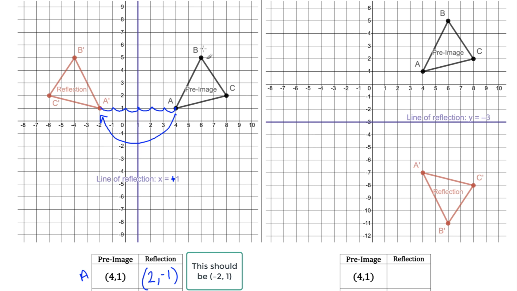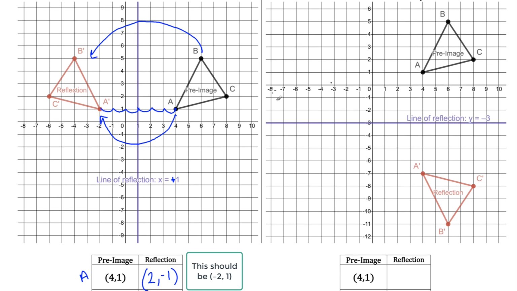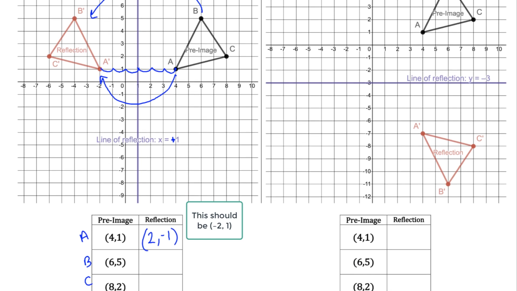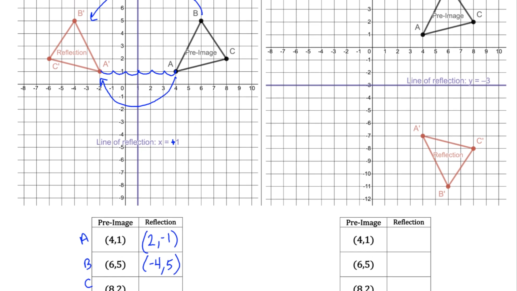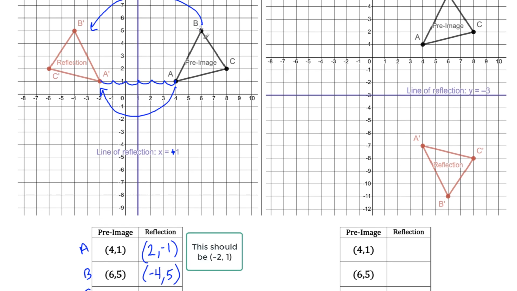And for B, I flipped it over this line. It became B prime. So it went from 6, 5 to -4, 5. So let me write that down. To -4, 5. So you can see it flip, but it was 1, 2, 3, 4, 5 units away from the line of reflection, and it is still 1, 2, 3, 4, 5 units away, but in the opposite direction.